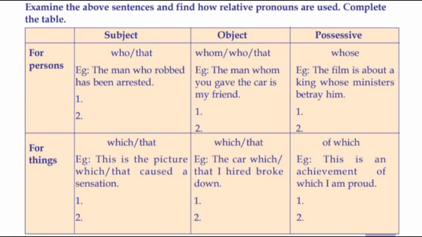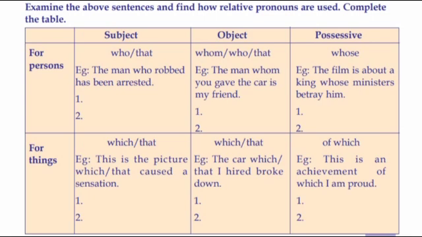See the example, the man whom you gave the car. We know that object means the receiver of the action. Here, the man whom you gave the car. That is, who is doing the action here? You gave the car. So, you are doing the action. Okay, so you is the subject and the man is receiving that. So, the man is the object.